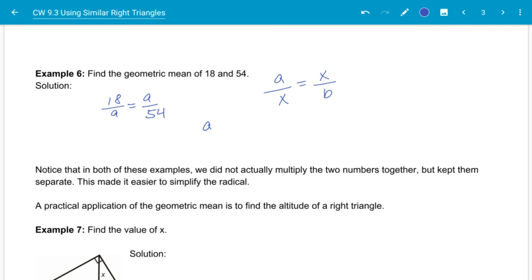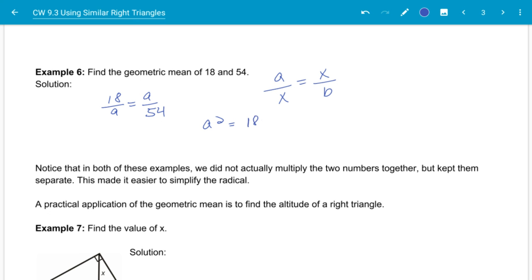So I'm going to say x squared is equal to 18 times 54. I can just multiply those two together, or I can go, you know what, I need to start taking out square roots. And that's what I'm going to do, because I take the square root of both sides. So I get the square root of 18 and the square root of 54. So I want to look for perfect squares in these.